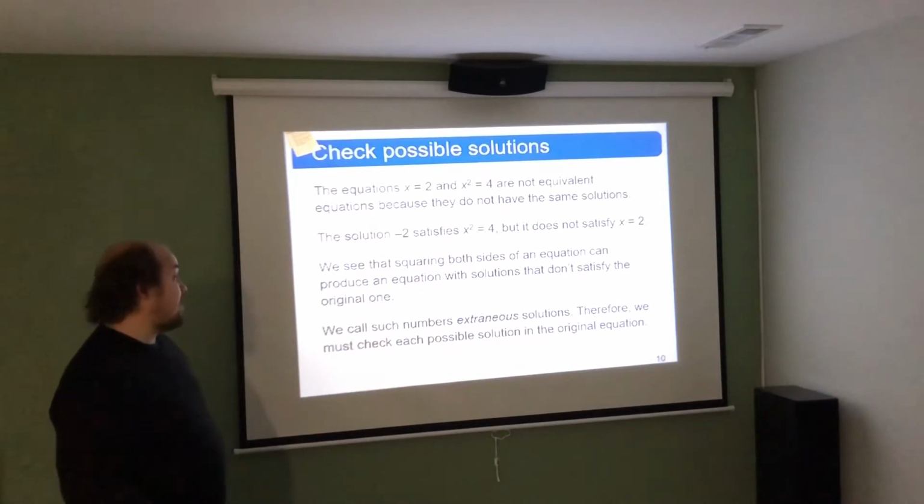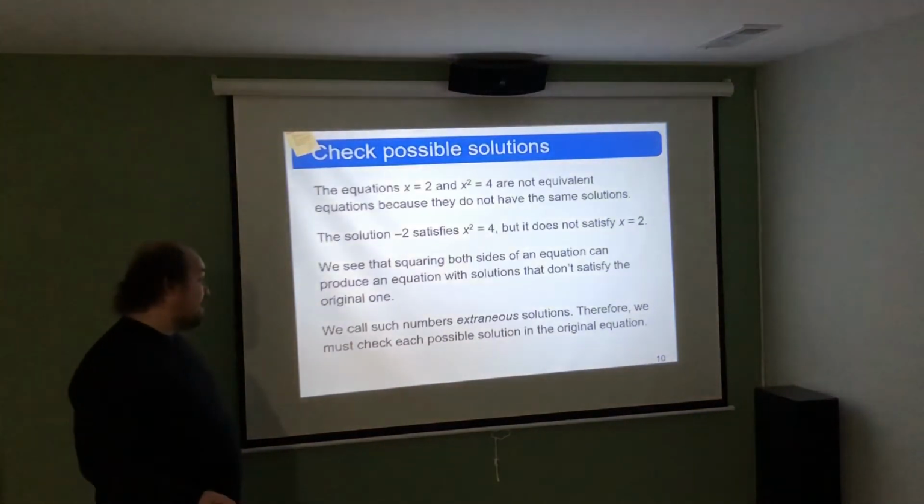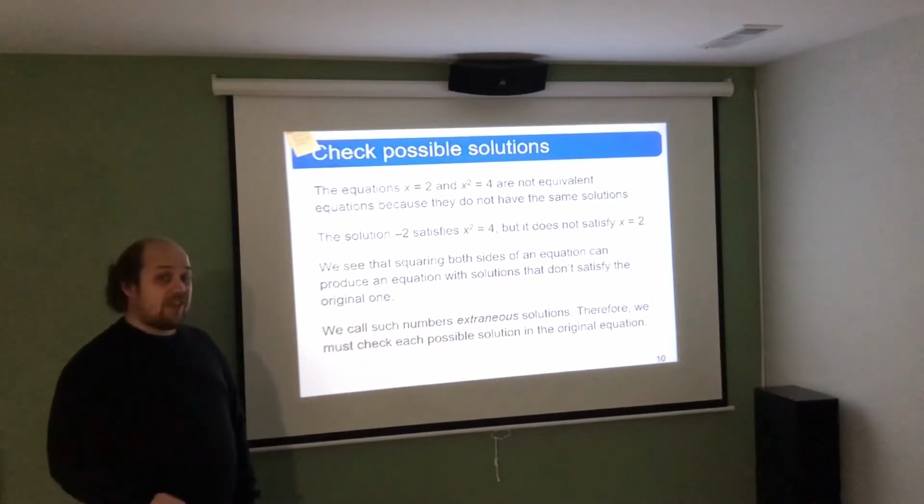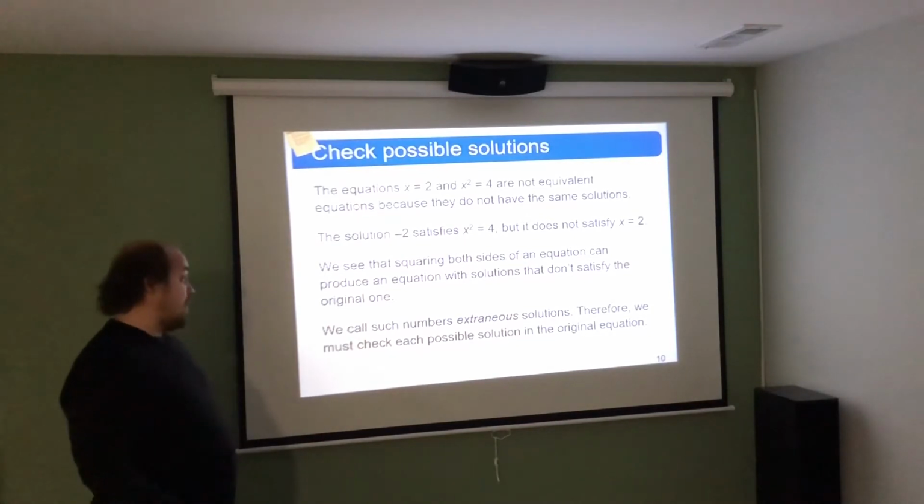Squaring both sides of an equation can produce solutions that don't satisfy the original one. We call that an extraneous solution, and we really need to check for that as we go and make sure whatever we get as our final answer does work if we plug it back into the problem.